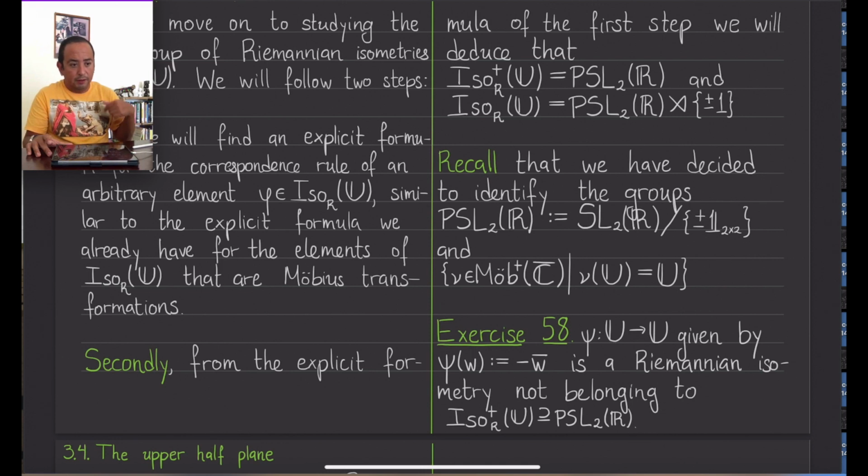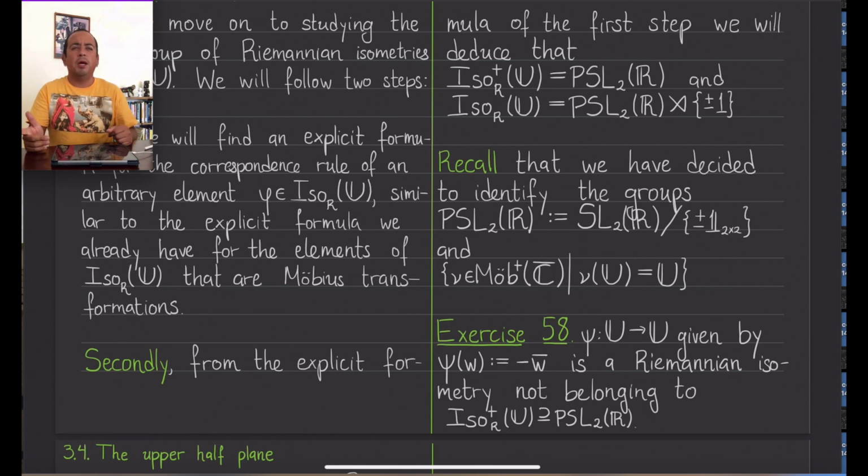So in order to give an example of a Riemannian isometry not belonging to PSL2R, all we need is to be able to produce a certain diffeomorphism of U that preserves imaginary parts, that doesn't move imaginary parts. And let's say that it doesn't preserve orientation. So for instance, some diffeomorphism that preserves imaginary parts but whose derivative has negative determinant somewhere or everywhere.